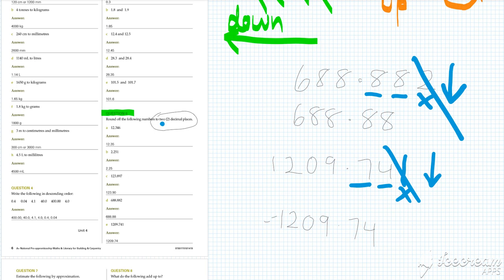This is a skill that we're going to repeat multiple times, so don't panic if at the moment you're thinking, oh my God, what am I doing? That's all part of the learning process.